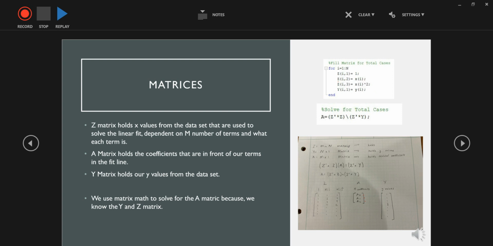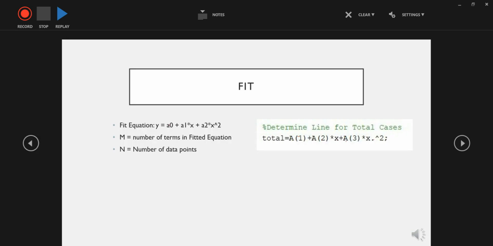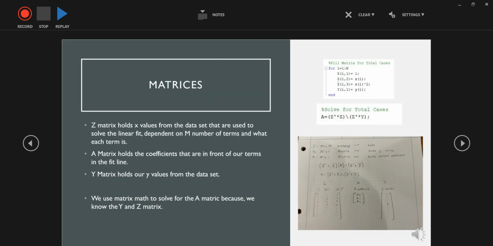Then I would say most important is our A matrix. This is what's going to be unknown, and it's going to have our a0, a1, and a2 values. MATLAB does not have a 0th index, so we have A1, A2, and A3, and these are equal, they're just in different indices.